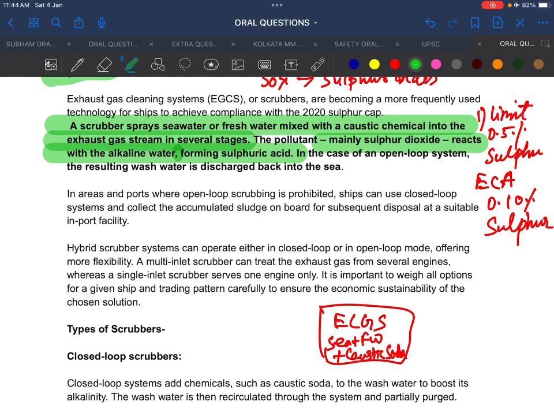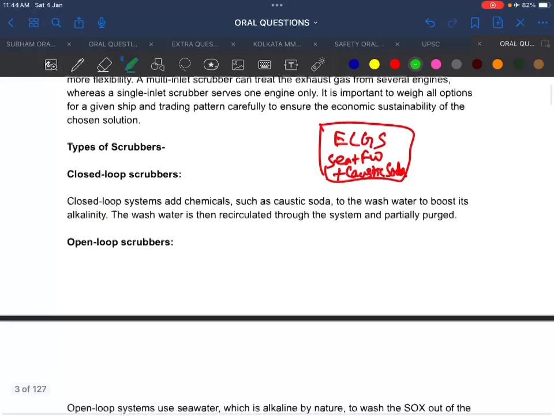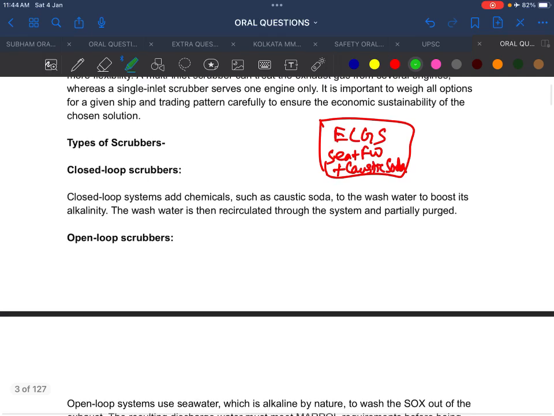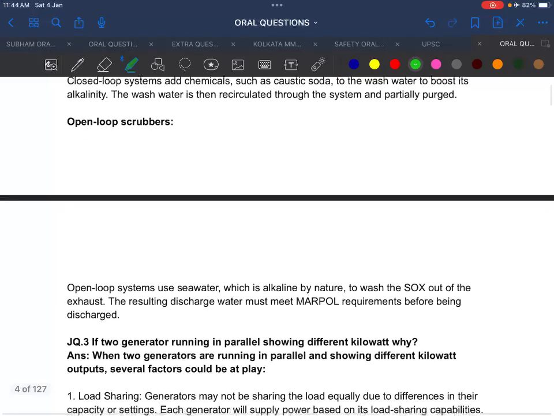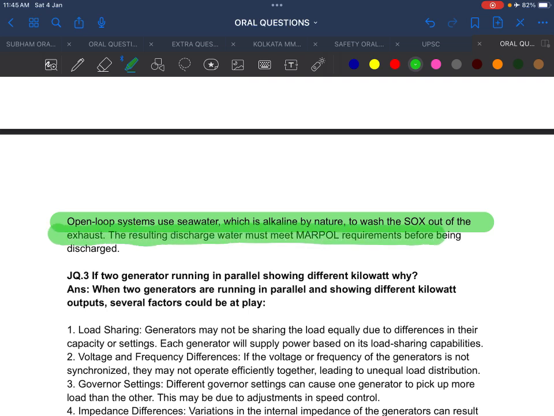So in the case of the open loop system, the resulting wash water is discharged back into the sea. There are two types of system in a scrubber: one is the open loop system and the other is the closed loop system. So first let's deal with the open loop system. What is the open loop system? Open loop system uses seawater, which is alkaline by nature, to wash the SOx out of the exhaust. The resulting discharge must meet MARPOL requirements before being discharged.